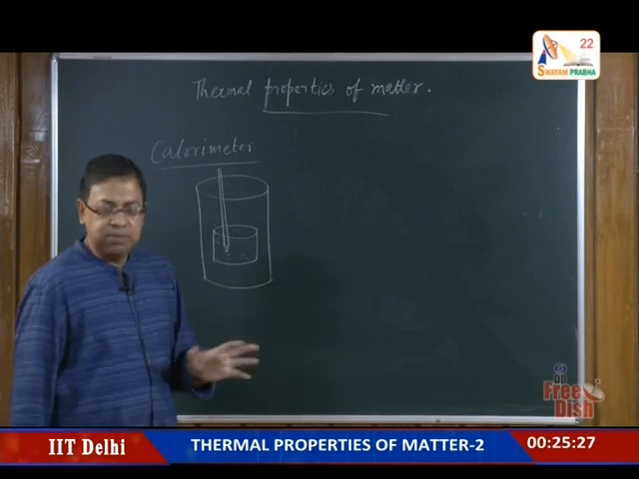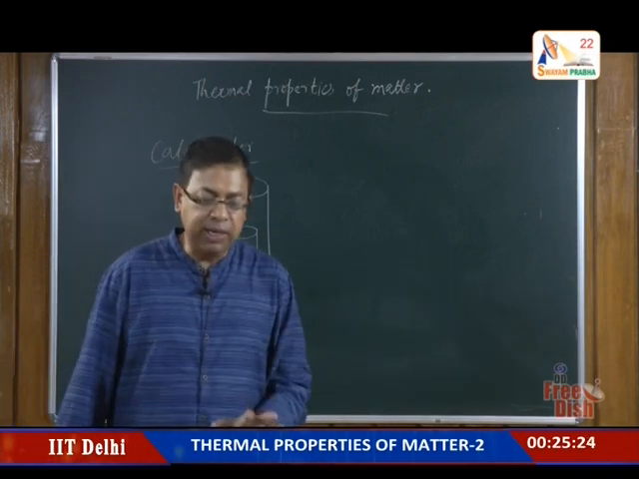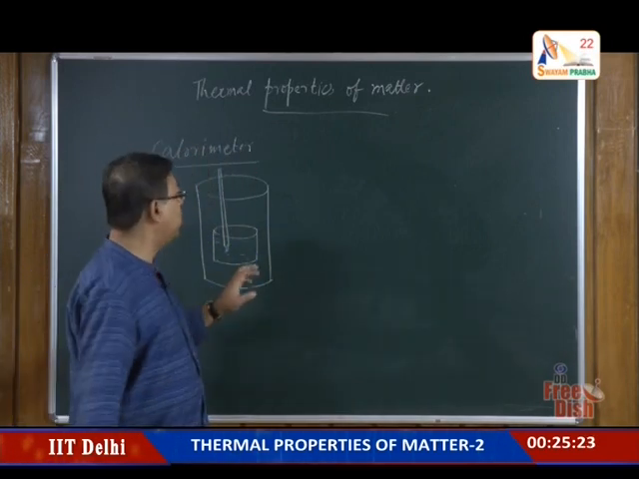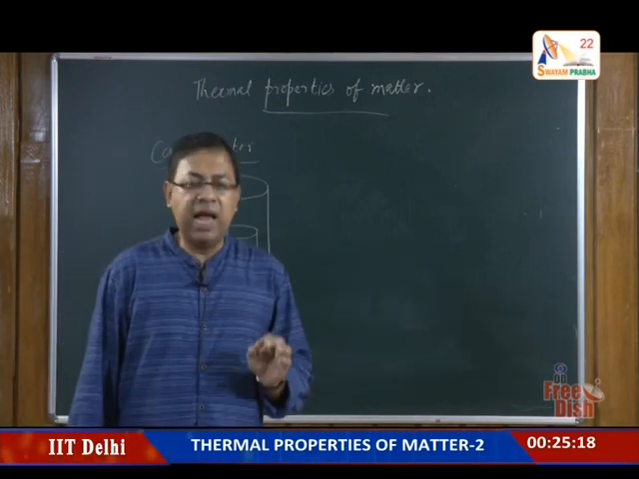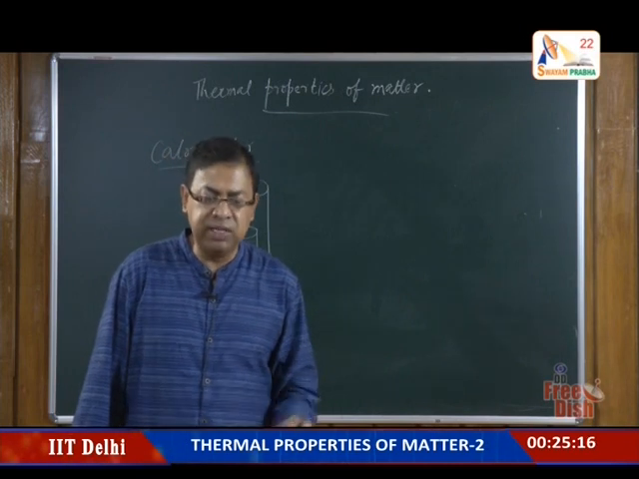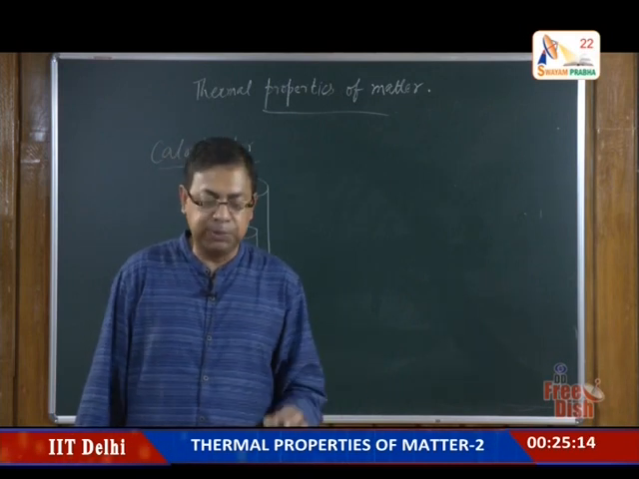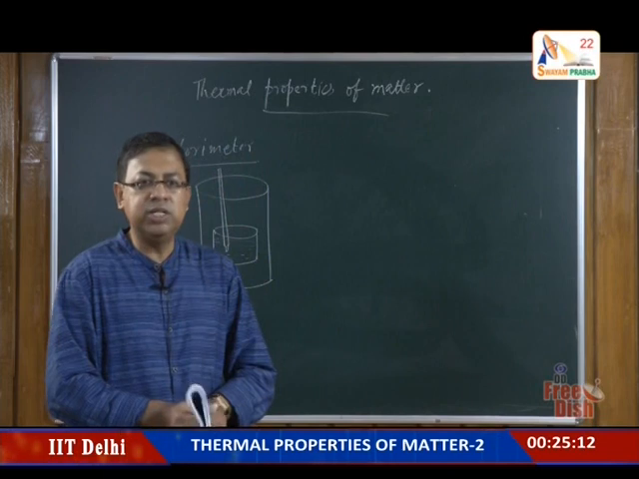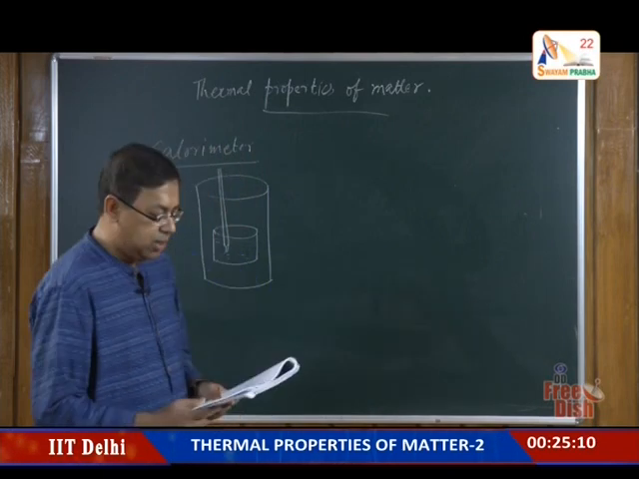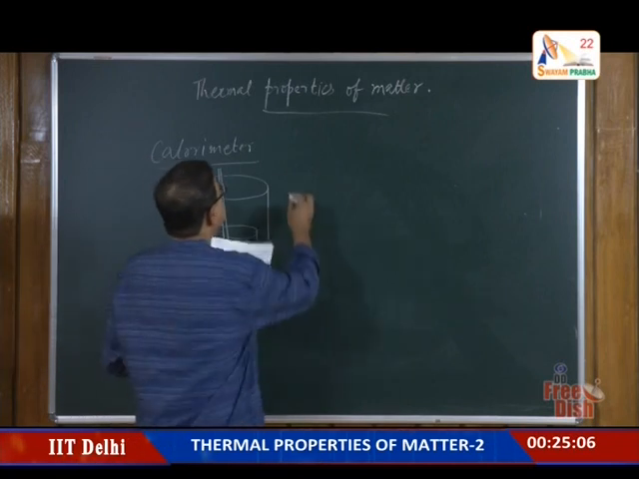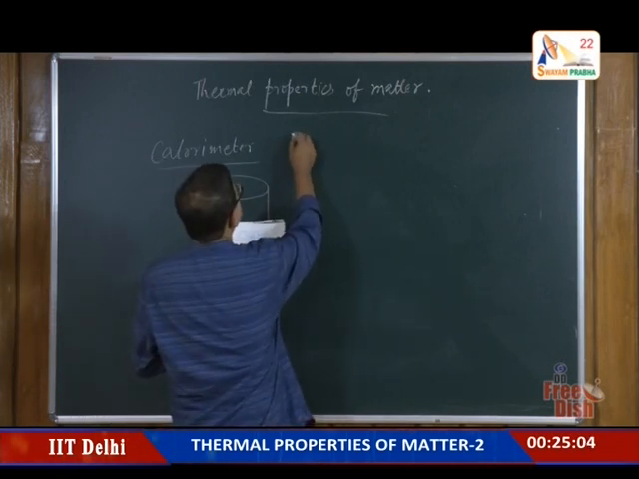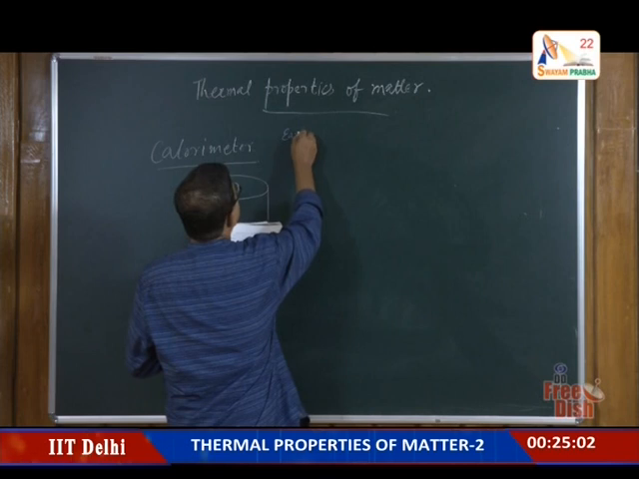So this is by and large the apparatus, and let us see through an example how this apparatus can measure the specific heat capacity of an unknown substance. So let us do this by a numerical example. So we'll write down the problem. So it's an example problem.